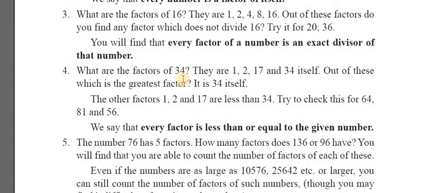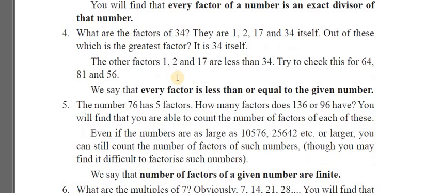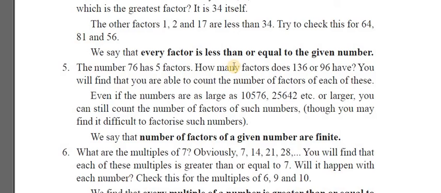Now, what are the factors of 34? 1, 2, 17 and 34 itself. Out of these, which is the greatest factor? 34. So every factor is less than or equal to the given number. Always the factors should be less than or equal to the given number. And one more thing: the biggest, or greatest, factor is the number itself.